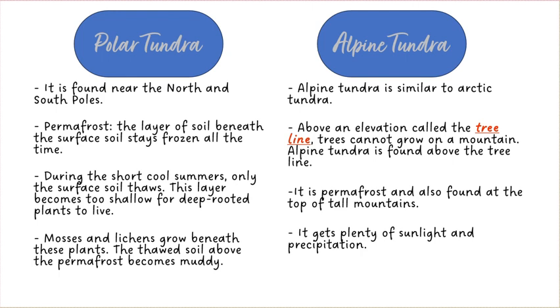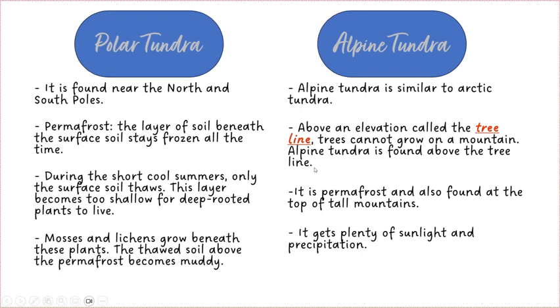Permafrost is a layer of soil beneath the surface soil that stays frozen all the time. During the short, cool summers, only the surface soil thaws. This layer becomes too shallow for deep-rooted plants to live. Mosses and lichens grow beneath these plants. The thawed soil above the permafrost becomes muddy.